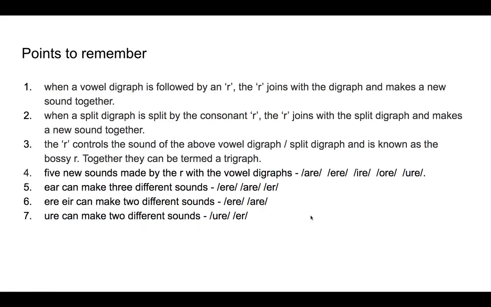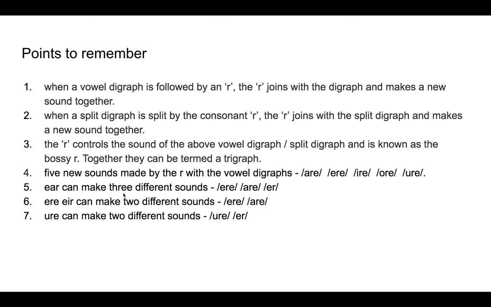These are the points to remember. When a vowel digraph is followed by R, then the R joins with the digraph and makes a new sound together. And when a split digraph is split by the consonant R, the R joins with the split digraph and makes a new sound together. The R controls the sound of the above vowel digraph or split digraph, and is known as the bossy R. Together they can be termed a trigraph. So 5 new sounds made by the R with the vowel digraphs are these: air, ear, ire, or, and your.